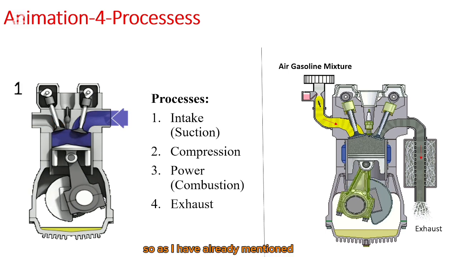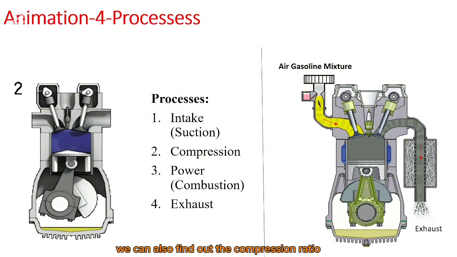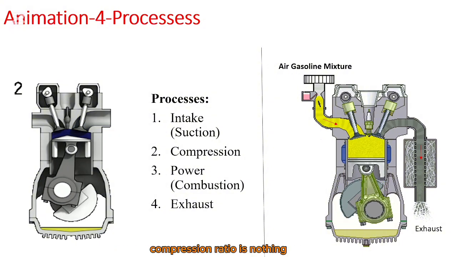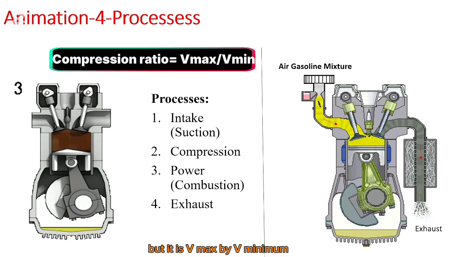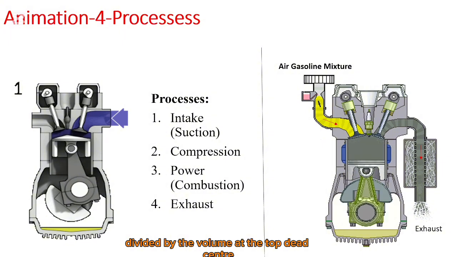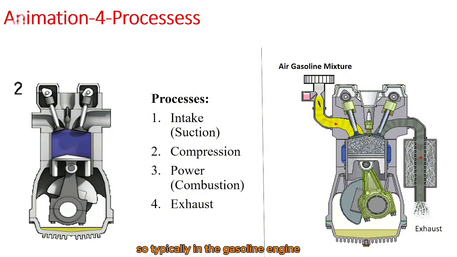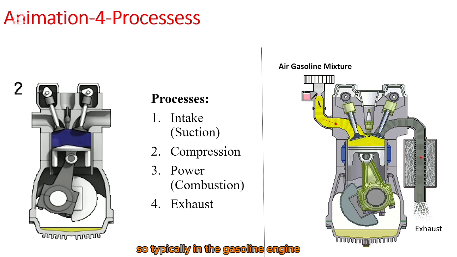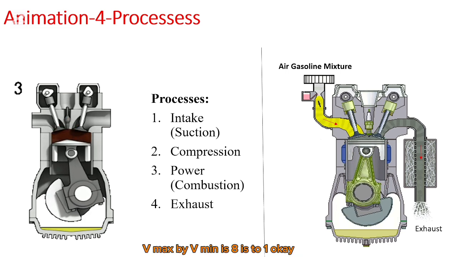As I have already mentioned, through this process we can also find out the compression ratio. Compression ratio is nothing but V max by V minimum, meaning the volume at the bottom dead center divided by the volume at the top dead center. Typically in the gasoline engine, V max by V min is 8:1.